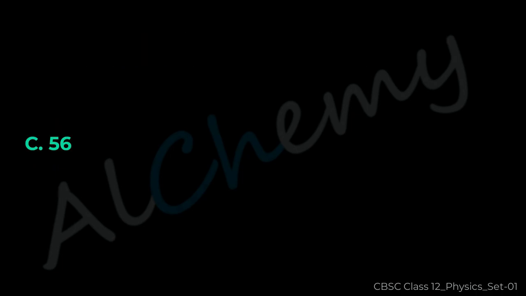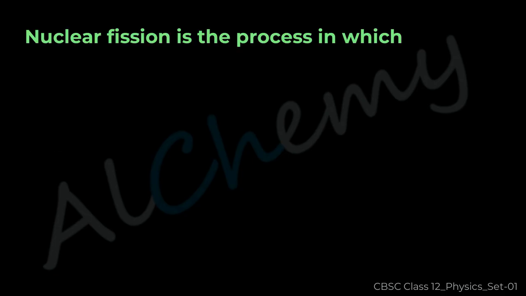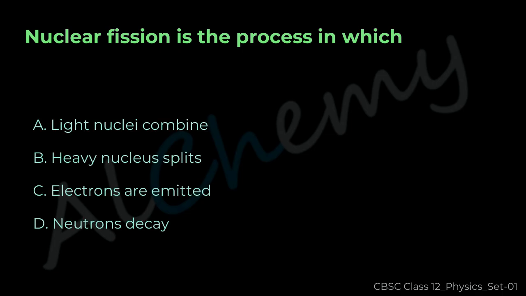The correct answer is C. 56. Question 34. Nuclear fission is the process in which A. Light nuclei combine, B. Heavy nucleus splits, C. Electrons are emitted, D. Neutrons decay.